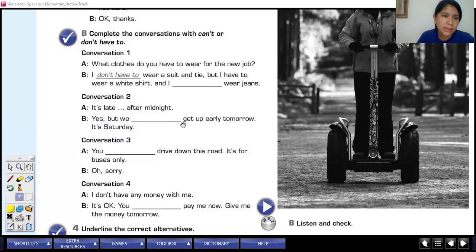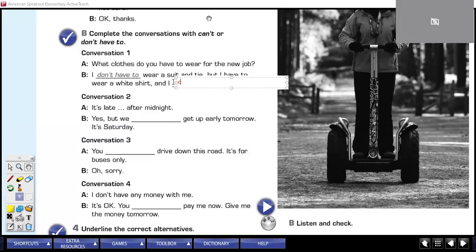Okay, now, did you finish? Let's go and check the answers. It says in the first one, what clothes do you have to wear for the new job? I don't have to wear a suit and tie, but I have to wear a white shirt and what? Let's look at the options in here. It says complete with can't or don't have to. Oh, can't. And I can't wear jeans.